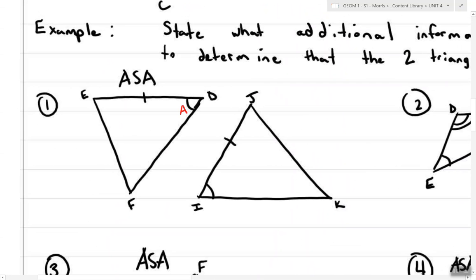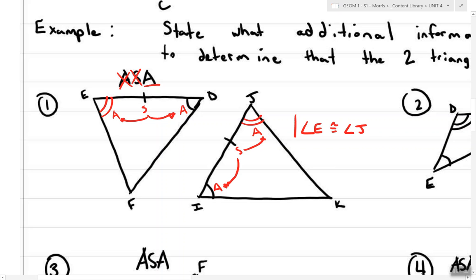I have an angle and an angle. I have a side and a side. So I'm going to go ahead and cross out what I have. I need an angle such that the side is included. In this problem, angle E and angle J would have to be the second set of angles that need to be congruent because my side needs to be between the two angles that are congruent. So my answer is going to be angle E congruent to angle J.